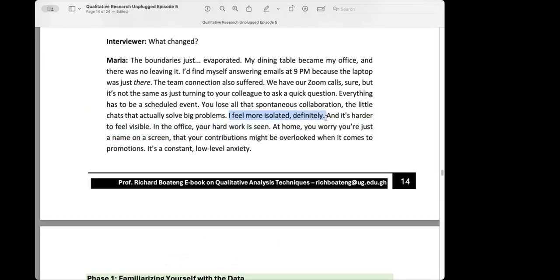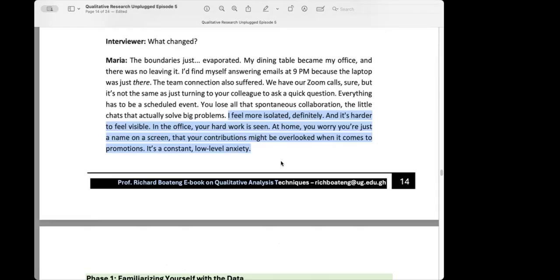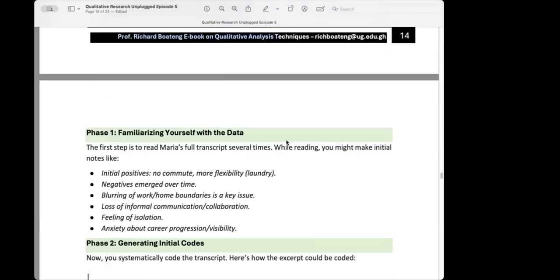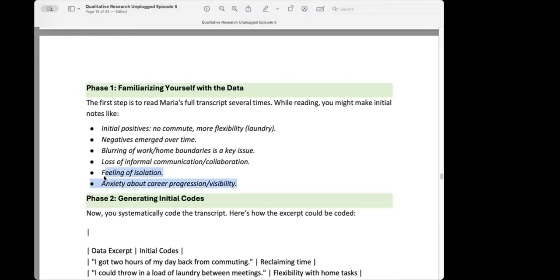And finally, those anxieties she expresses around "you hope your hard work is seen. At home, you worry you're just a name on a screen," that your contributions might be overlooked when it comes to promotions. Clearly lead to codes like visibility concerns, fear of being overlooked, and career anxiety.